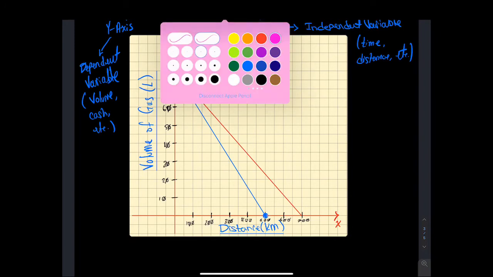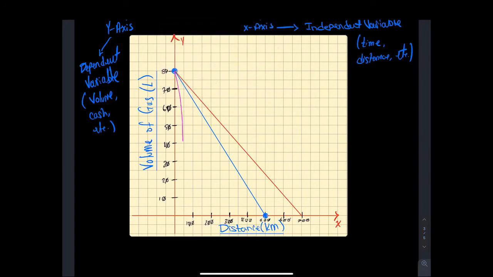What if instead this was my drive? I went from 80 liters all the way down to 0, and only drove 100 kilometers. Which one here, the pink, the blue, or the red, is going to be the one that looks like the faster rate of loss? Well, this one, right? Because it's a steeper one. We can kind of feel that this is the faster one just based on our intuition. The steeper the line is, the steeper the change is.